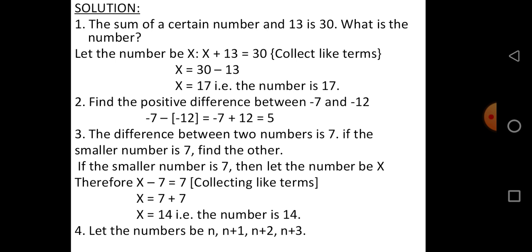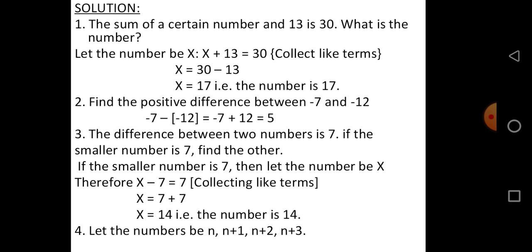Now we don't know the numbers. How do we get the numbers? Now they are telling us that we have 4 consecutive numbers, but we don't know the numbers, but we know the sum of the numbers.